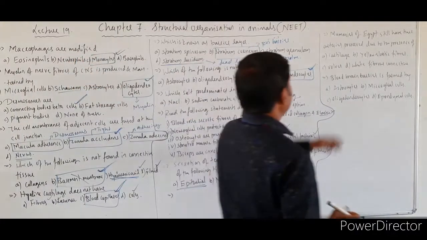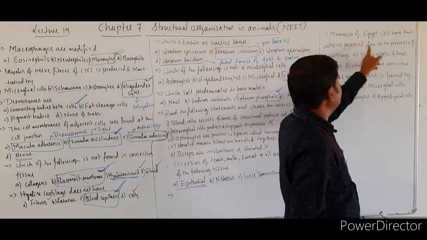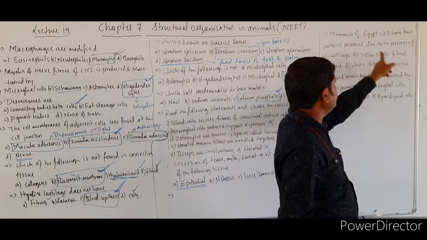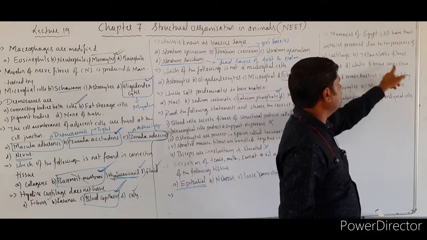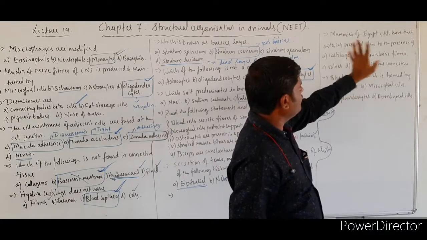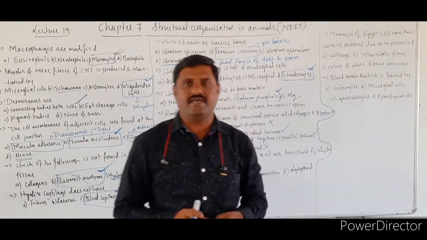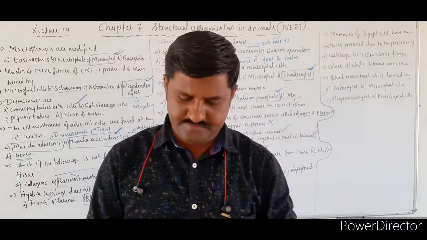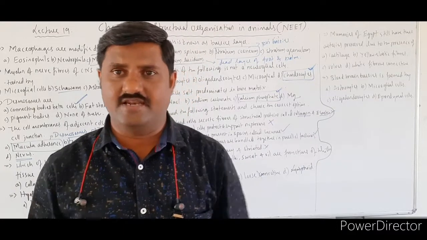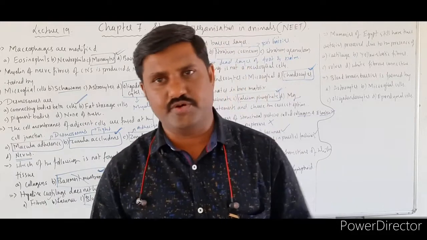Mummies of Egypt still have their arteries preserved due to the presence of cartilage, yellow elastic fibers, walls, white fibrous connective tissue. So these are the options over here. So let us see. In Egypt, the mummies are there. They have been preserved. Mummies are nothing but dead bodies of human beings or some other animals. So they may be preserved by using some chemical components.